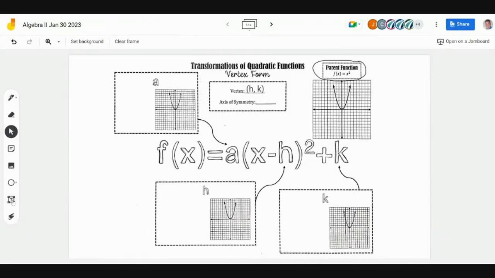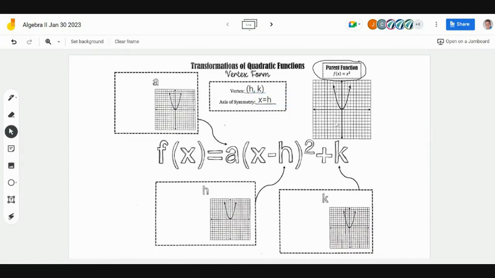And then the axis of symmetry is x equals h. So the axis of symmetry is whatever the h value is, which in this parent function again is 0. So x equals 0.